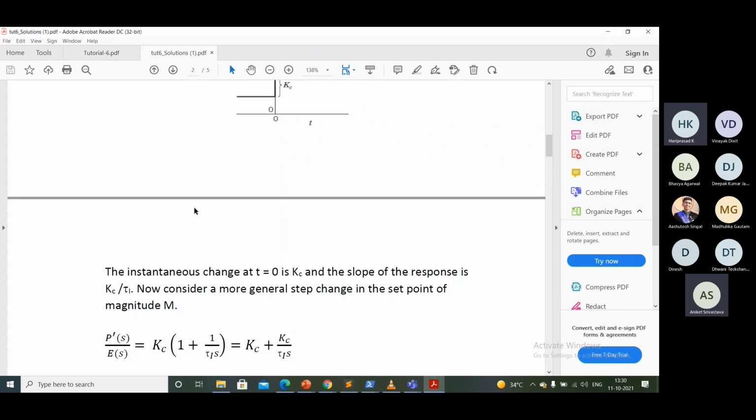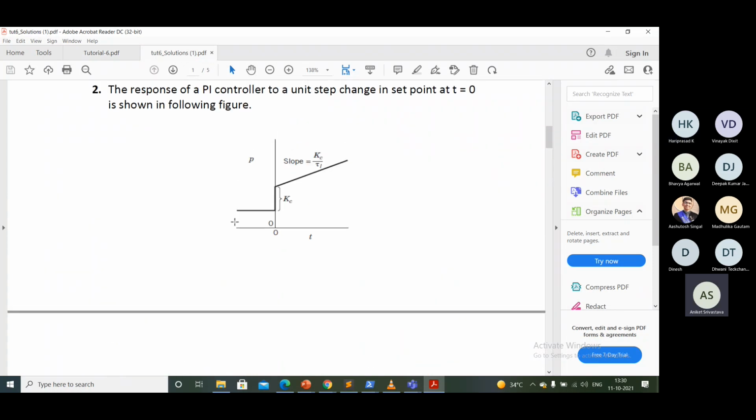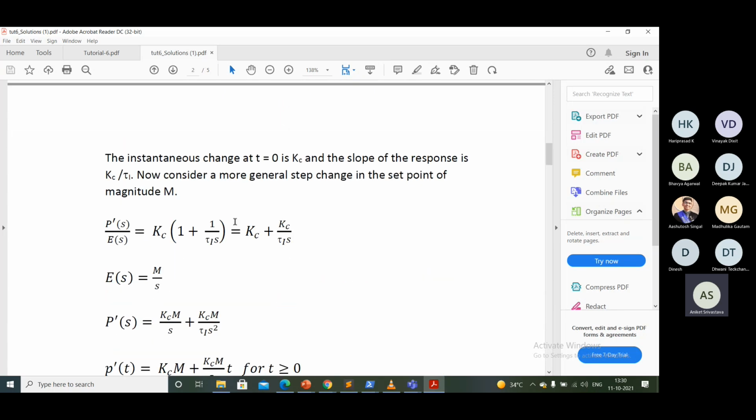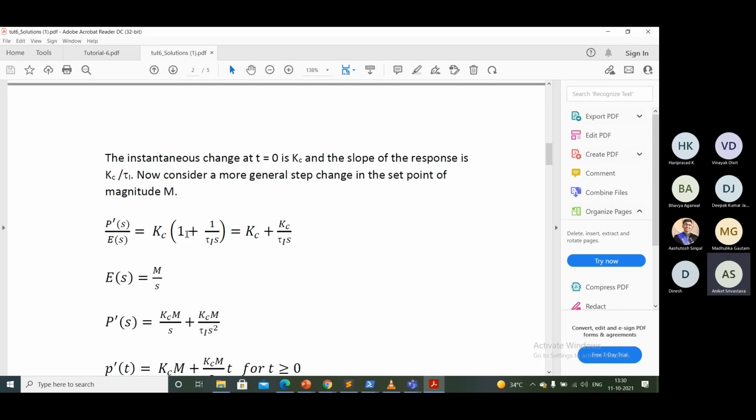Yes, as Vinayak explained, this approach is very similar to that only. We can solve it in another way by considering the transfer functions. Our output upon input should be equal to the transfer function of our controller. For a PI controller, we have a controller gain as well as an integral time. So our transfer function would look like Kc into 1 plus 1 by tau I s. It is given that it is a step change, so our input will be M upon s in Laplace variable terms.